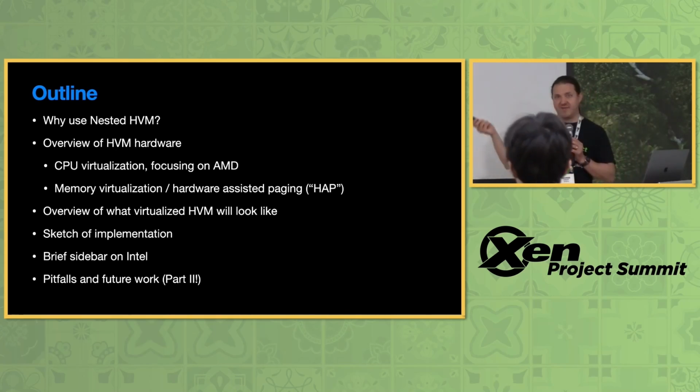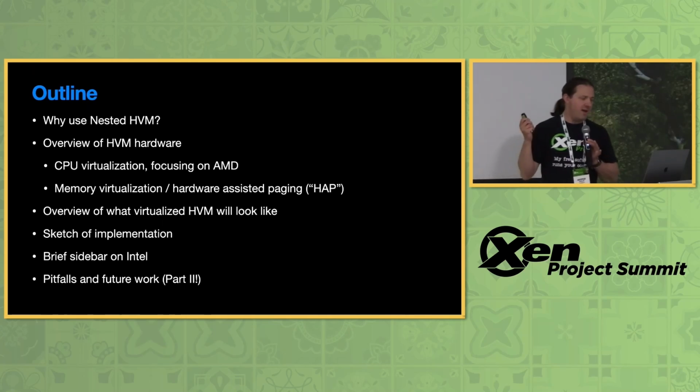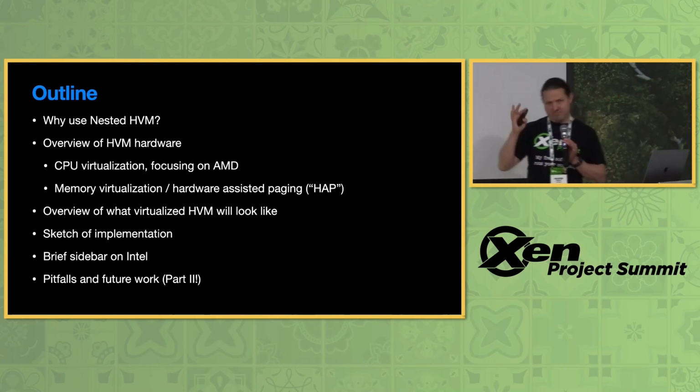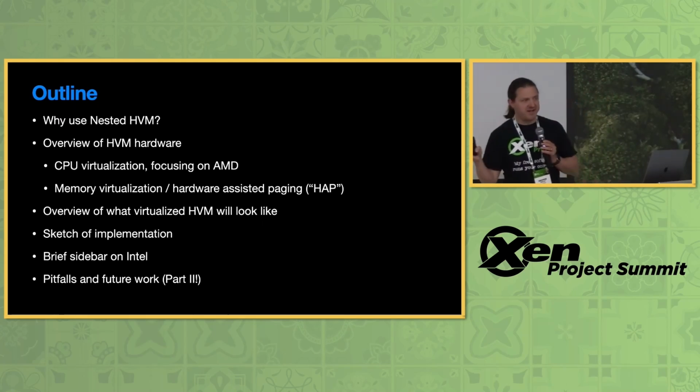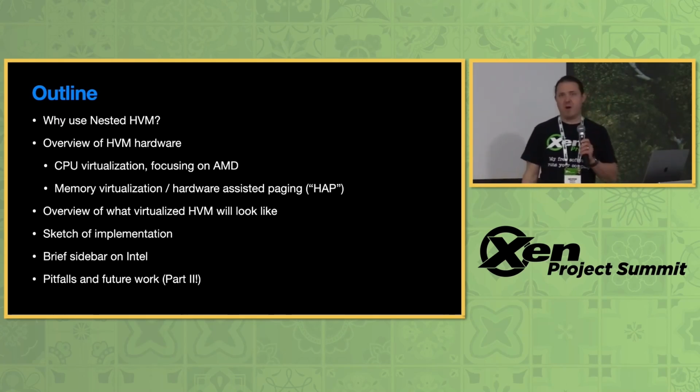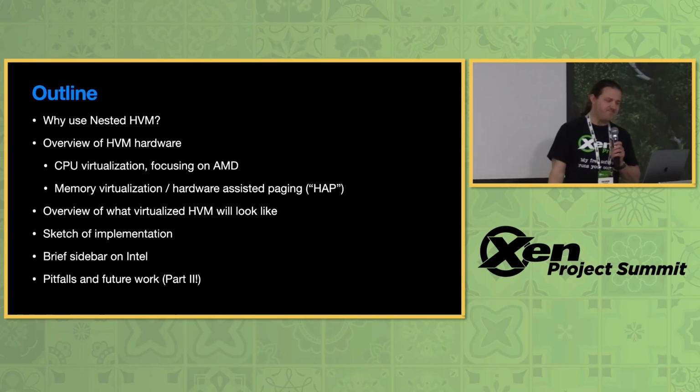After we've covered the basics of what it is that we're going to try to virtualize, we're going to go into what it means to virtualize that, and a sketch of how that happens inside Zen. Then we're going to take a brief detour to talk about the differences that Intel has. And then probably in part two, definitely, we're going to go over some of the pitfalls and the future work.